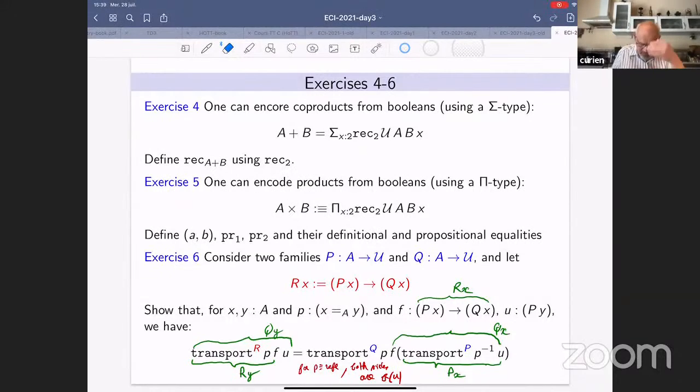And we'll give a few details. Okay, so we have two families of types P and Q that are indexed over the same type A, and we consider the family, again indexed over the same type A, whose component at X is Px arrow Qx. And the goal of the exercise is to express the transport for this new family R in terms of the transport for Q and the transport for P. And the formula is here.